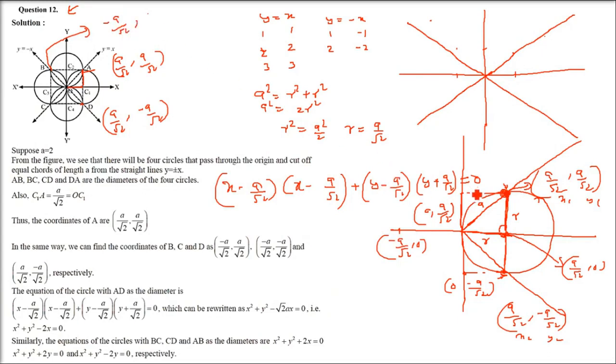Minus a by root 2, so x is negative: minus a by root 2 and a by root 2. And what about this point? Both are negative: minus a by root 2 and minus a by root 2. So when you take this circle, these are the 2 endpoints. When you take this circle C3, these 2 endpoints. When you take C4, these two will be the endpoints. In the same way, you are going to make it.